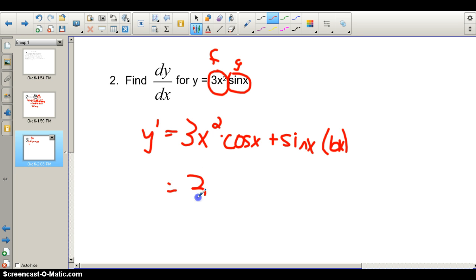Just rewriting that a little bit, 3x squared cosine x plus 6x sine x. And that's the product rule.